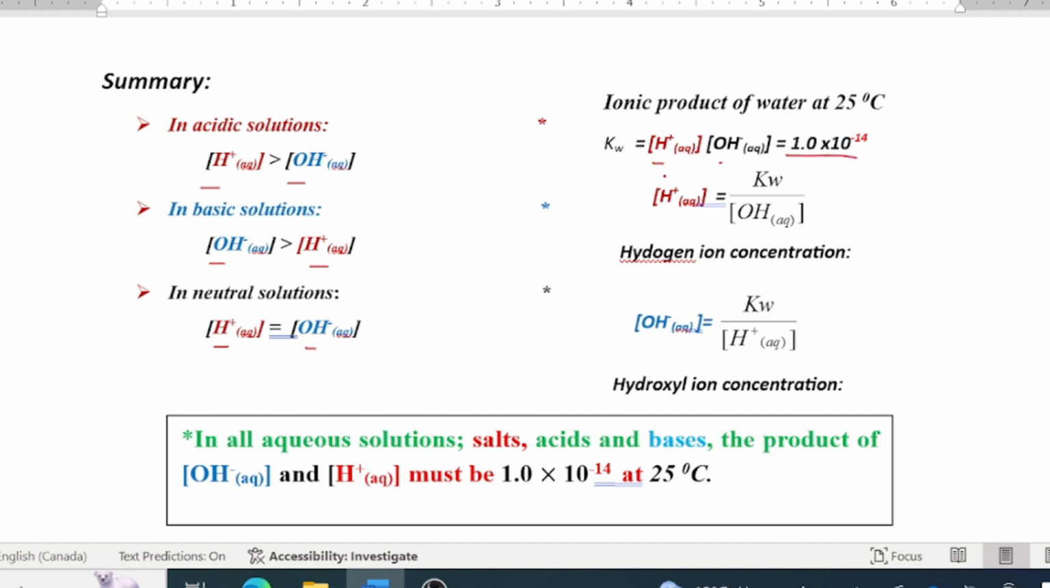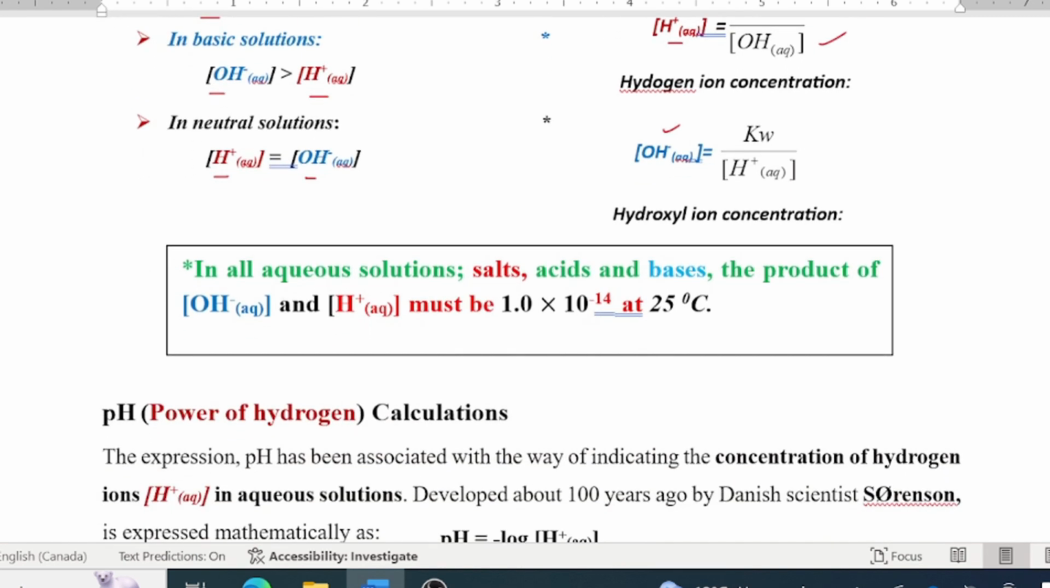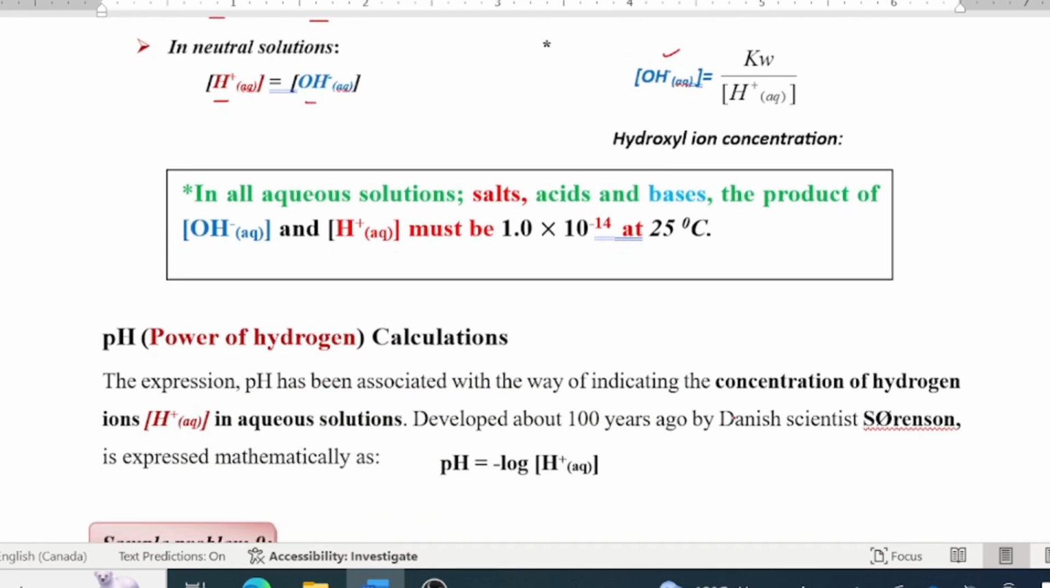Based on that, if you know OH, you can calculate H by putting this value here over the OH. If you know H, you can calculate OH by putting Kw and dividing it by the concentration of H plus there. So this is a very important point to note. In all solutions, whether it's acid, bases, salts, or water, the product of H plus and OH must always be this at 25 degrees Celsius.